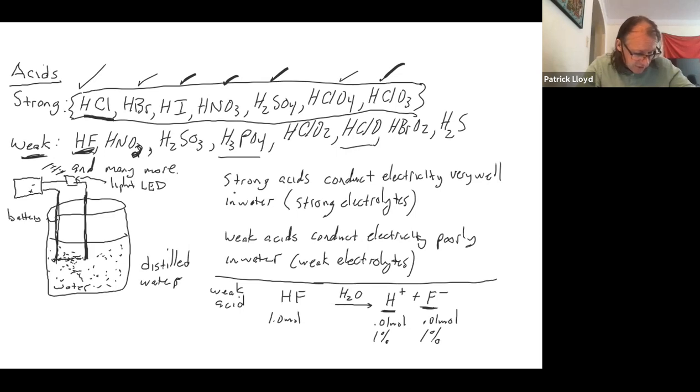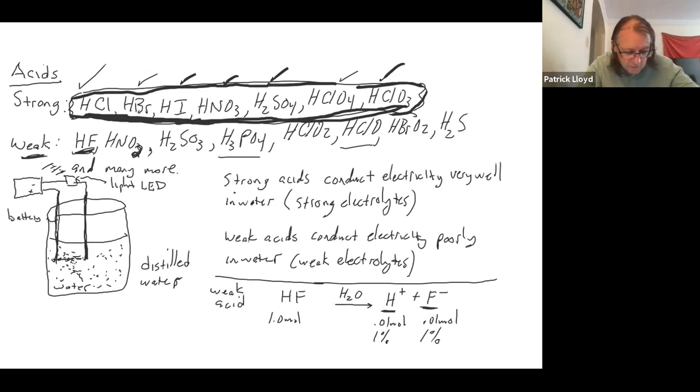And you'll note that 3 of them are the ones where you have a halogen, group 7A, and then you've got these 4 oxo acids that are over here. So those are 7 strong acids. So what we would predict then is that if we put one of these strong acids into solution, we would have a lot of H+, and we would have a lot of, for example, Cl-, and we would have a lot of Br- if that were the acid.